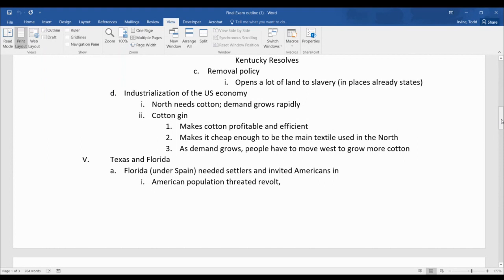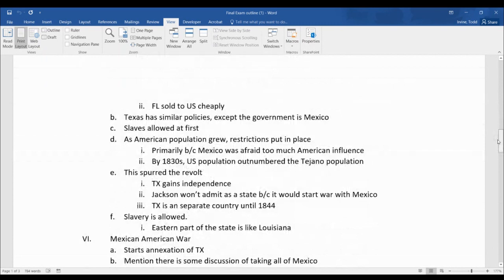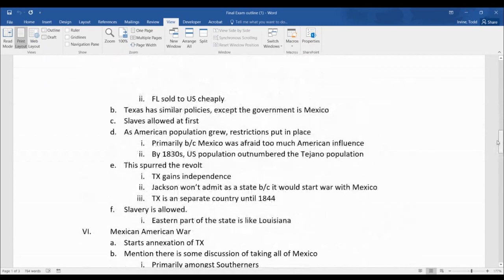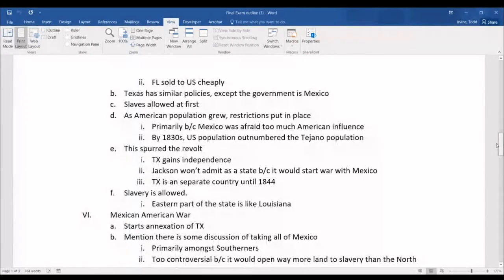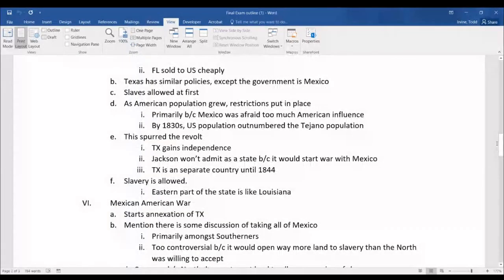All right, a couple of additions in there, Texas and Florida. Florida, again, is kind of a step back chronologically, but look at it with Texas because there's a process. Florida needed settlers, invited Americans in. The American population there became threatening and looked like it could revolt and leave, so they sold it to us cheaply. Again, knock that out with about a sentence and then turn to Texas, because you see a similar process there that plays out at the end a little differently.